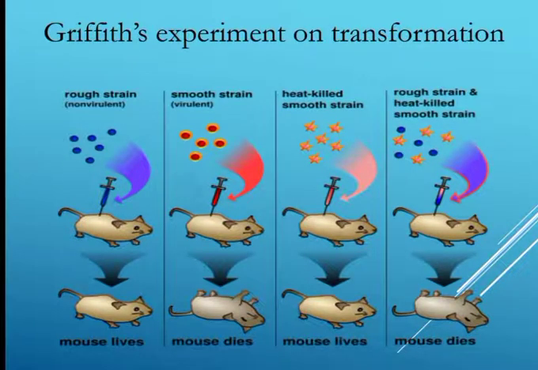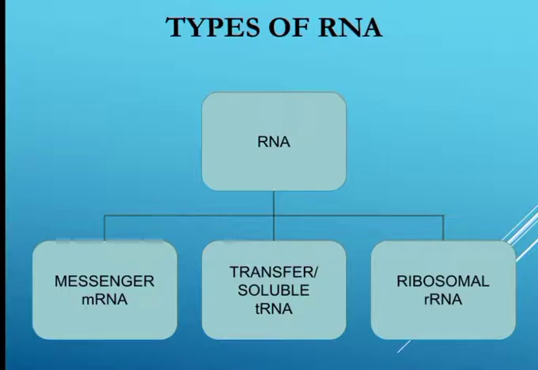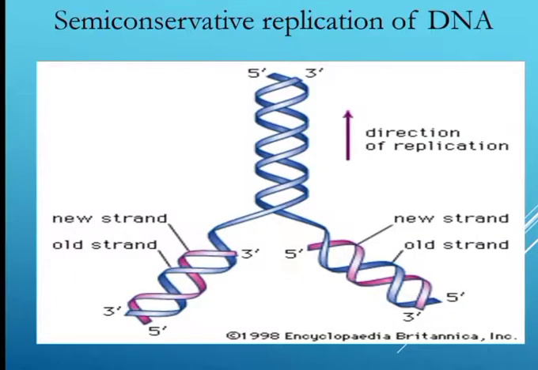Then we have studied about Griffith's experiment on transformation. We have studied that DNA is the genetic material with the help of the Hershey and Chase experiment. Then you have learned about the types of RNA, that is messenger RNA, tRNA, rRNA, and you have studied about the structure of tRNA. Okay, now today we will start with the new topic, and that is replication.